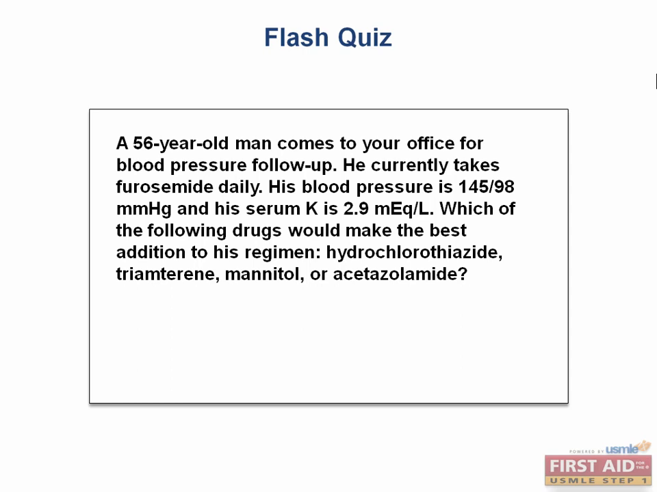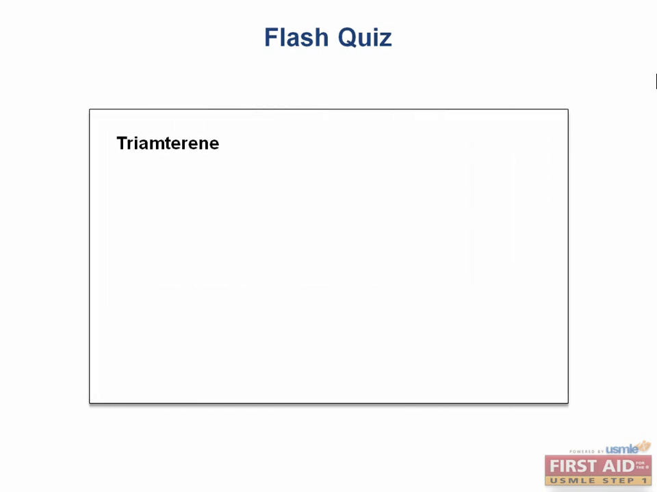Flash quiz. A 56-year-old man comes to your office for blood pressure follow-up. He currently takes furosemide daily. His blood pressure is 145/98, and his serum potassium is 2.9. Which of the following drugs would make the best addition to his regimen? Hydrochlorothiazide, triamterene, mannitol, or acetazolamide? The answer is triamterene. All of these agents can be helpful in lowering the patient's blood pressure, but he is also hypokalemic, and triamterene is a potassium-sparing diuretic that will increase his serum potassium at the same time.